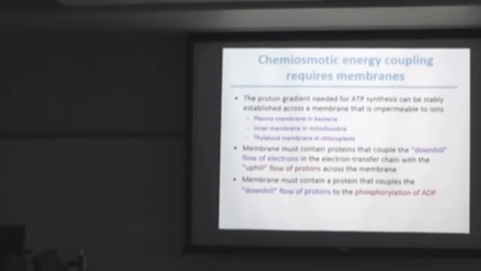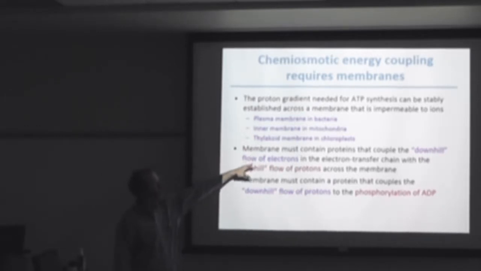So the chemiosmotic energy coupling requires membranes, right? We have to be able to separate those charges and control the flow down their electrochemical gradient. The proton gradient needed to form ATP can be stably established across a membrane that's impermeable to ions. This includes the plasma membrane in bacteria, the inner membrane in the mitochondria, and the thylakoid membrane in chloroplasts. So we share the same type of process to form ATP.